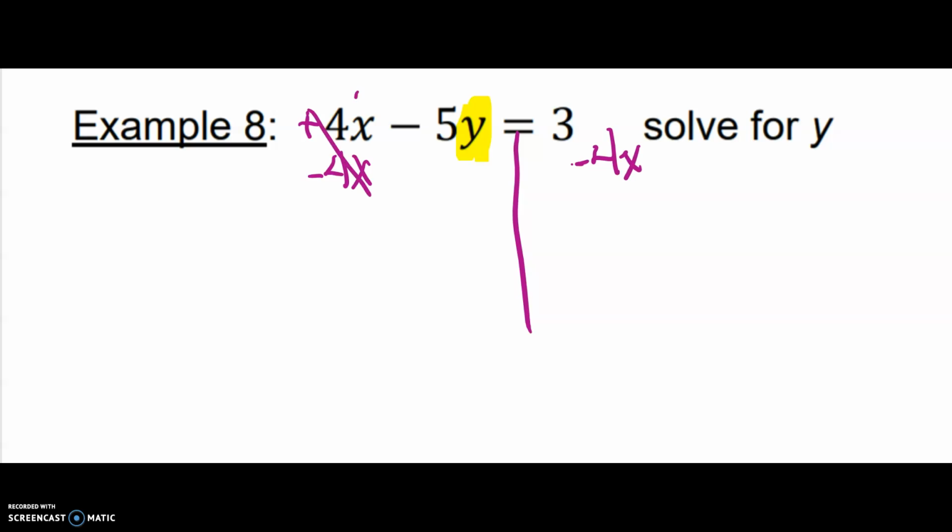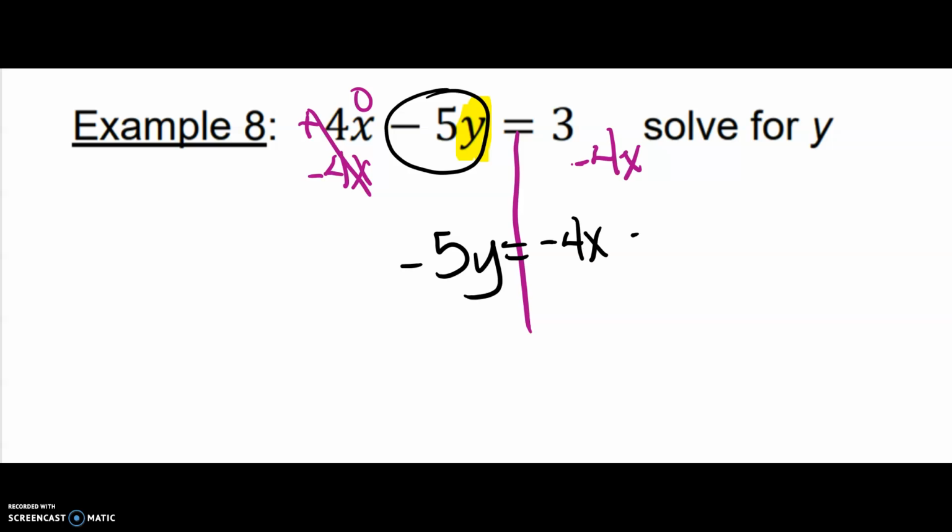4x minus 4x is 0. And when we do 0 minus 5y, we have negative 5y. Be careful with that one. That negative sign is still in front of the 5y. That's still a part of that. Until we get rid of it, mathematically, not magically, it still has to be there. And that's going to be equal to, on the right side, those are not like terms, so I cannot combine them, so I'm going to write them all out. Negative 4x plus 3.